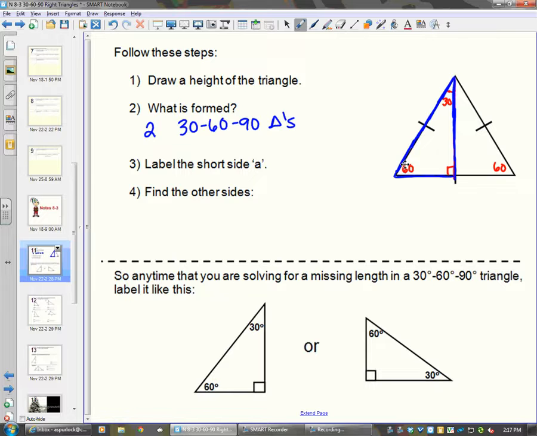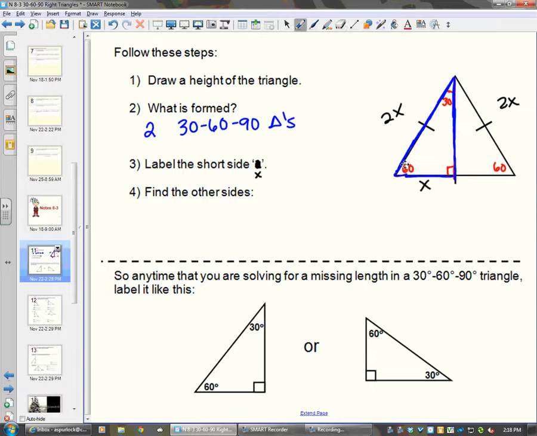Now we're asked on number 3 to label the short side A. I'm going to change that to X because you're going to more likely see X than you will see A. Okay, so label the short side X. So that would be this bottom part right here. So let me ask you a question. If that's X, what is this full side length going to be? 2X. So do you agree that each one of these is going to be 2X? With me there? Okay.